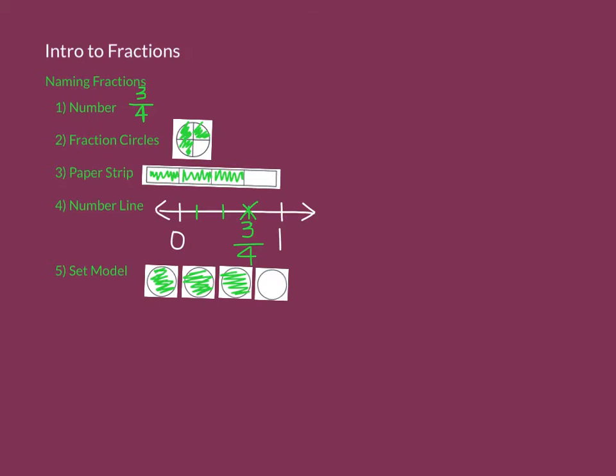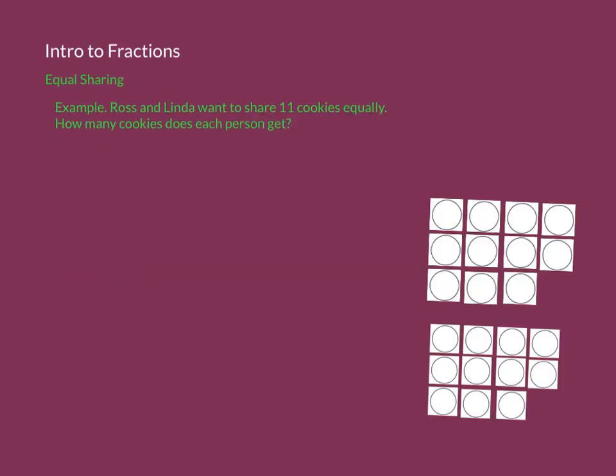We're going to go ahead and look at some equal sharing problems now as a class. So let's go ahead and look at the example. Our first example for equal sharing problems is given to you right here. We have Ross and Linda want to share 11 cookies equally. How many cookies does each person get? I want you to go ahead and pause the video and solve this using a picture. Draw a picture of what you think an elementary student might do to solve this, and pay attention to the strategy you are using. When you are done, continue the video.